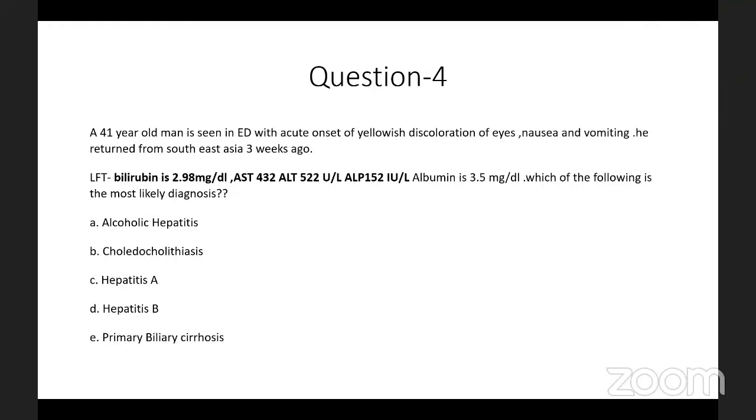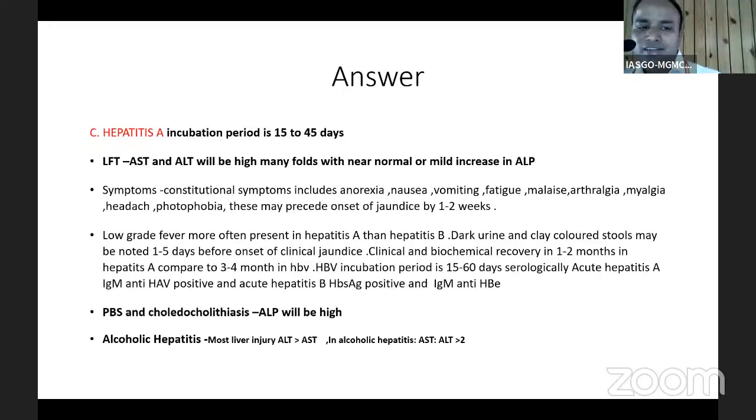Hepatitis A. Yes. The answer is hepatitis A, because it has a short incubation period, and AST and ALT will be high many fold, with only a mild increase in alkaline phosphatase. In choledocholithiasis, alkaline phosphatase will definitely be high many fold more than AST and ALT. So, thank you.